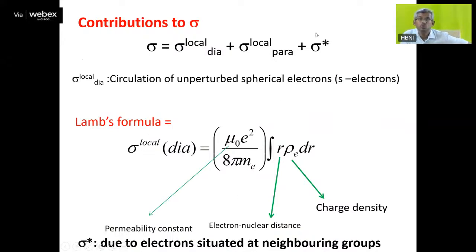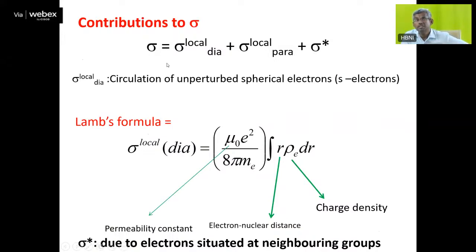One component is called the local diamagnetic term. The other component is called the local paramagnetic term. And the other component is called sigma star, which is due to electrons situated at neighboring groups. Sometimes in organometallic compounds there is a pi electron cloud, which can also affect the sigma value, which we will not be discussing in this class; maybe towards the end of the course I will discuss it.